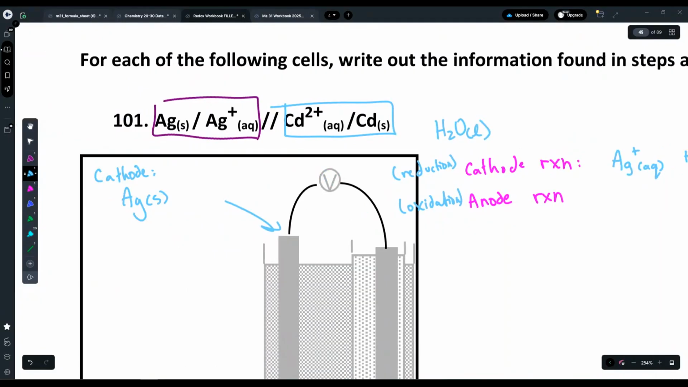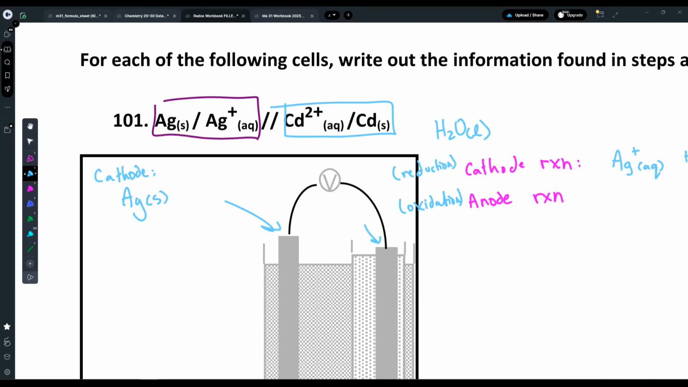Okay, so if the silver solid is the cathode, that must mean that the cadmium is going to be our anode. Because you can't have two cathodes and two anodes. You have one of each. Okay, so where am I going to write this? I think I got to write this over here.